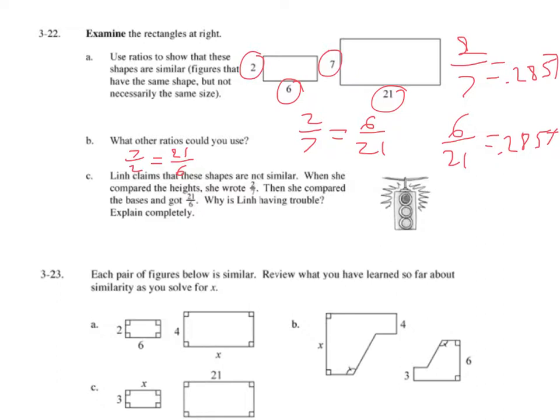Now, look at this example. Lynn claims these shapes are not similar. When she compared the heights, she wrote 2 over 7, which we did. Well, then she wrote 21 over 6. What's wrong with that?